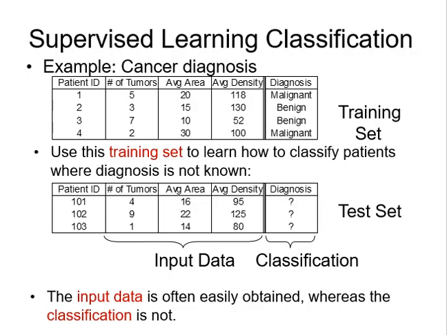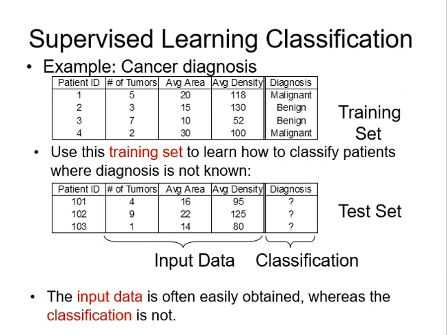Now let's see about supervised learning classification. Usually supervised learning has a labeled data set to predict the output. Now we can consider an example of cancer diagnosis, where we have a patient ID, number of tumors, and then its average area, average density, and then diagnosis. This is the training data set we are going to use.